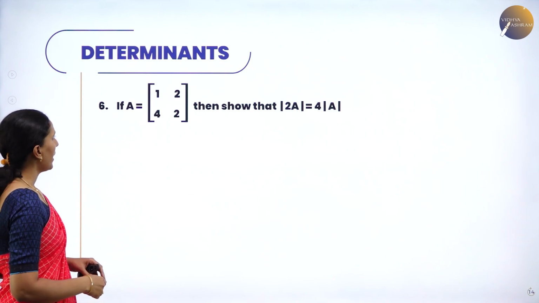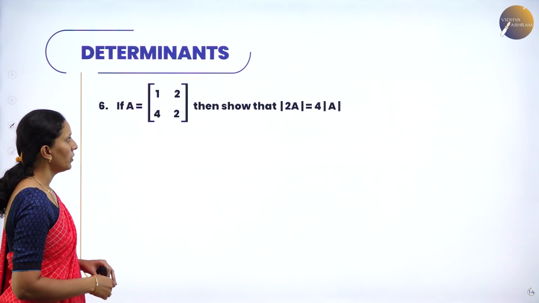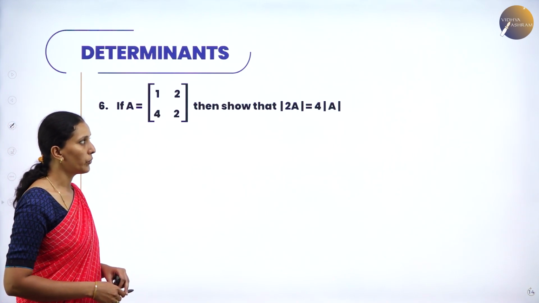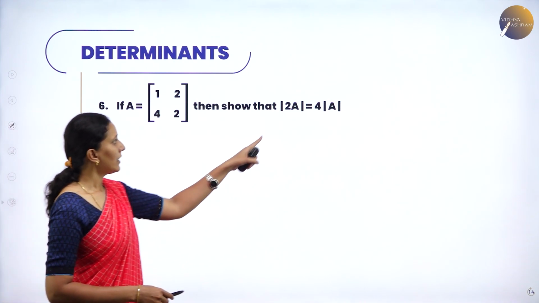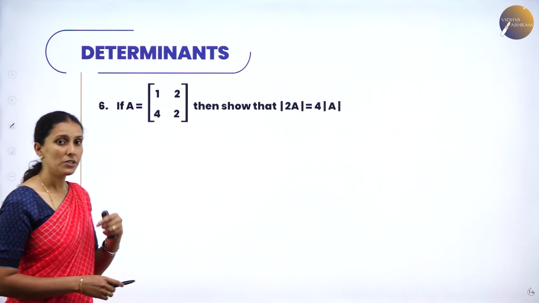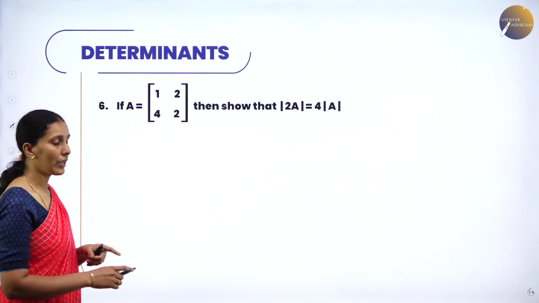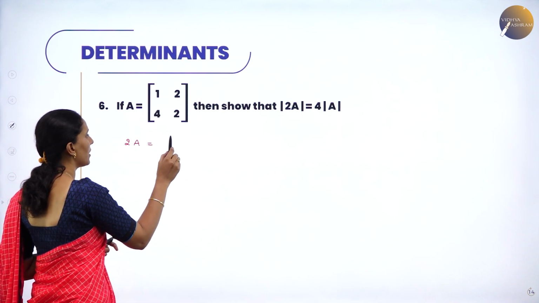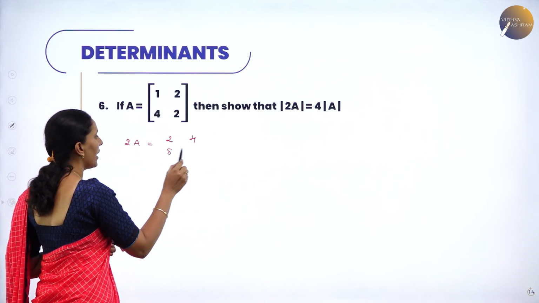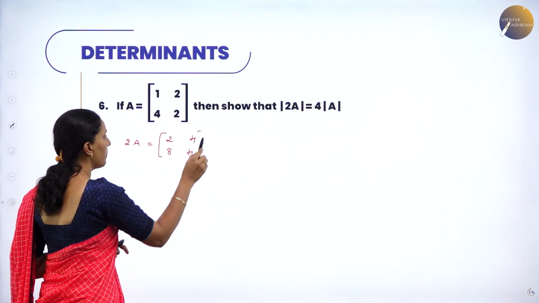Next one, if A is equal to the matrix with rows 1, 2 and 4, 2, then show that determinant of 2A equals 4 times determinant A. So first, let us find the matrix 2A. That means you are multiplying the scalar 2 to the given matrix. So let's multiply 2 to the given matrix. It becomes 2, 4, 8, 4. So this is the matrix.